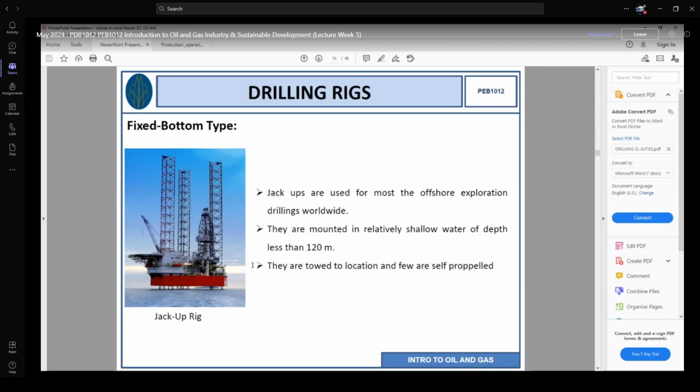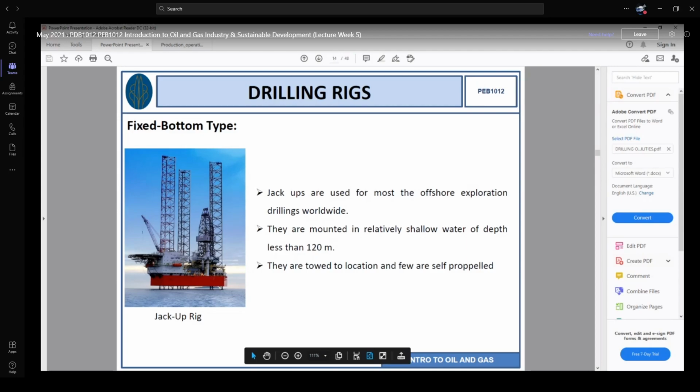The next, very important and most commonly used in the oil and gas industry, is the jackup rig. That's a conventional rig normally. We can use this rig until 120 meters, which is almost a maximum of 600 feet.